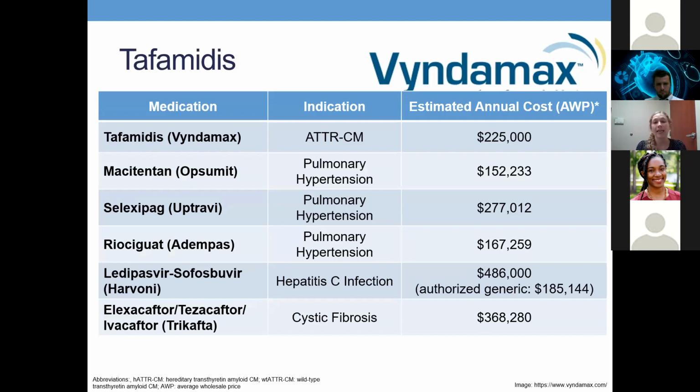Now, before we move forward, I do want to show you that even though tafamidis has this high out-of-pocket cost, it is similar in cost to other oral specialty medications. And you can see some examples highlighted on the screen, but I especially want to look at selexipag or Uptravi, which is a medication that we use for pulmonary hypertension that a lot of us are familiar with. And you can see here that the estimated annual cost of Uptravi is $277,000 a year. So tafamidis, again, is within line with other specialty medications, but that doesn't mean that it doesn't have a high out-of-pocket cost.